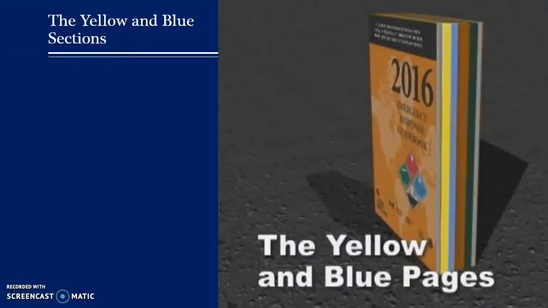Anytime you look up a hazmat in the ERG, you will begin with either the yellow section or the blue section. These pages will guide you directly to the center of the book, where the orange guide will provide you with the response information.